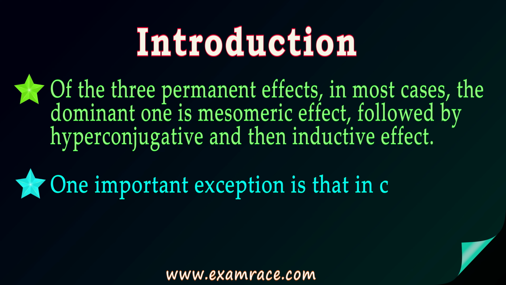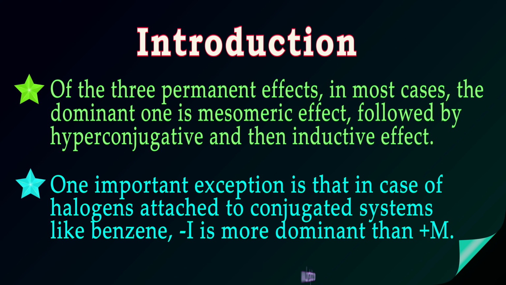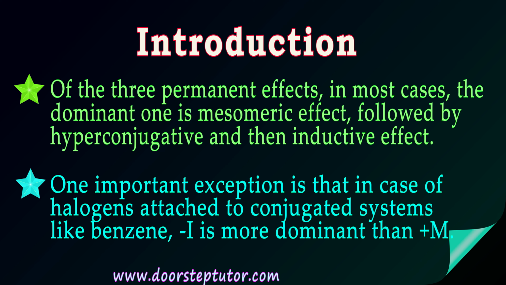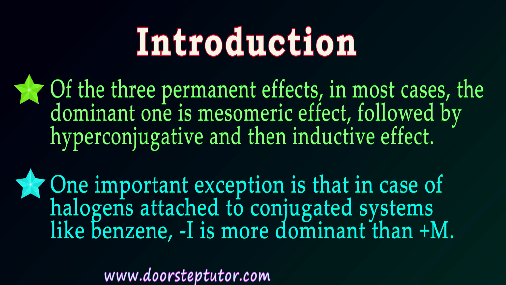But in an exception, when a halogen is attached to a conjugated system, for example benzene, so if a benzene ring is connected to a halogen, say chlorine, bromine or iodine, then in that case the minus inductive effect will be dominant over the mesomeric effect. So this is an exception.